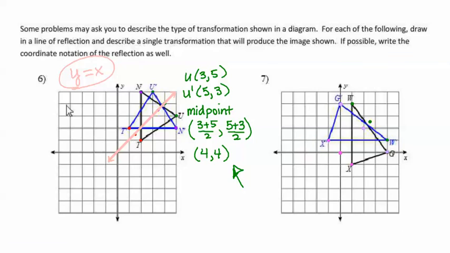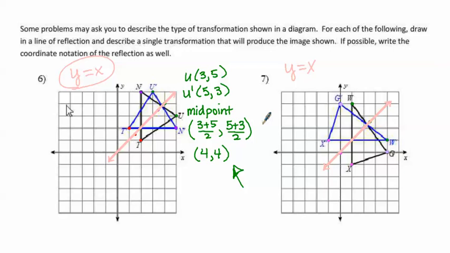Let's go ahead and draw that line into position, like so. Put on my arrows. Okay, so my line of reflection again passes through the origin, has a slope of positive 1, so this will be the line y equals x.